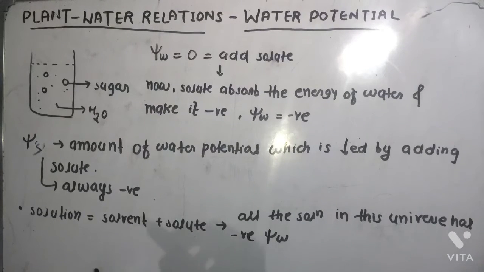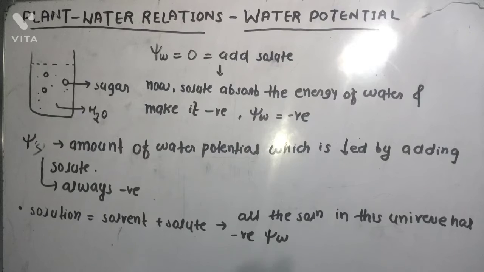And the solution, what is this? Note this point, the solution is made of solvent and solute. We can take an example, that this is water and this is sugar. So if there is a solution, there should be solute, and solute always has negative water potential. So all solutions in the universe have negative water potential. Important point.